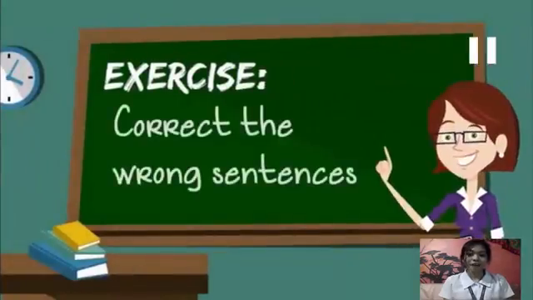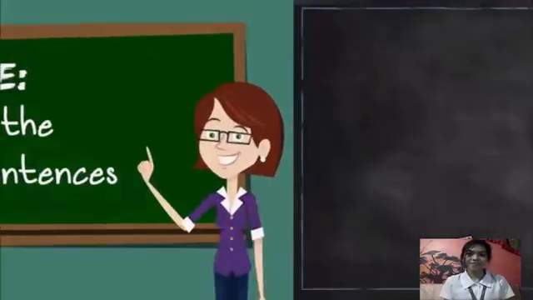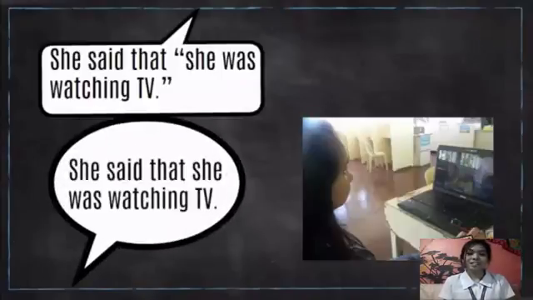Okay, now we will have some exercise. Correct the wrong sentences. She said that she was watching TV. Can you guess what the answer is? She said that she was watching TV. Take note, the indirect speech doesn't use quotation marks.